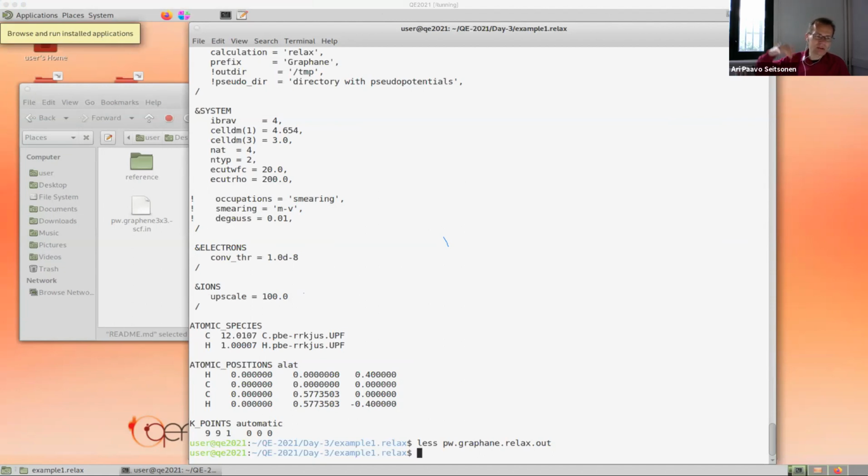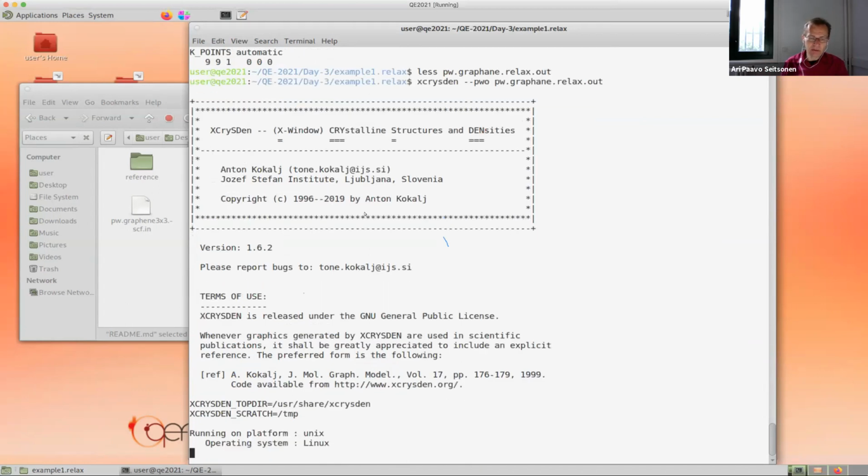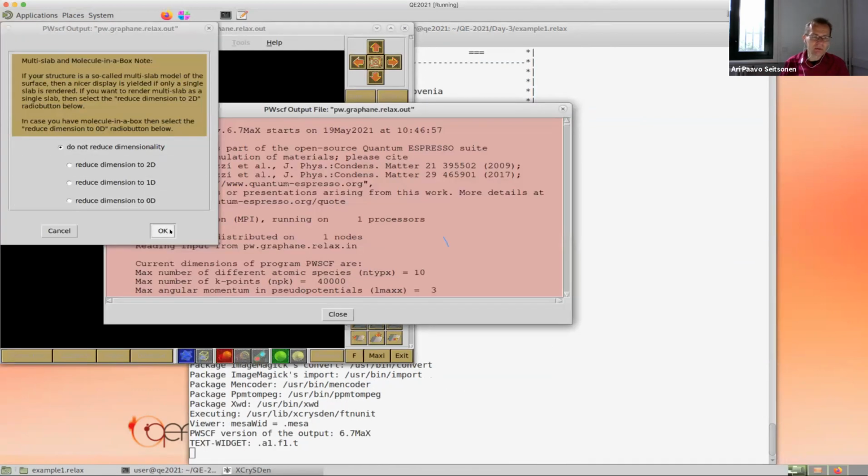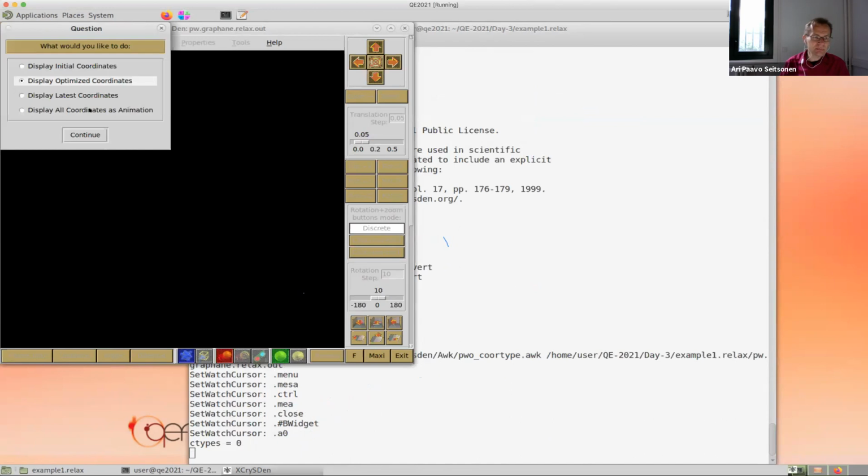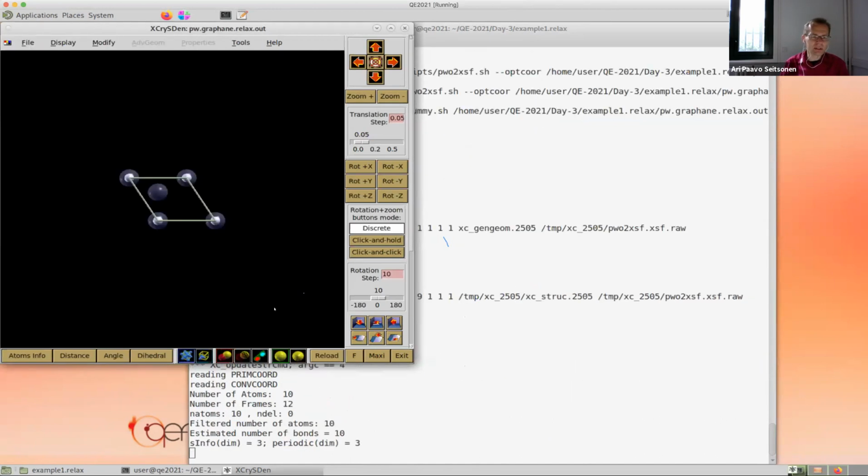Like I said, as usual, we launch the ESPRESSO. And the first question it asks is, do you want to reduce the dimensionality? Here we can do it. You can keep running the example; I'm just explaining in the meantime for the others if you have already finished. Initially, it might be a good idea to show this. I don't reduce the dimensionality, and I show the optimized coordinates. And now we can have a look.